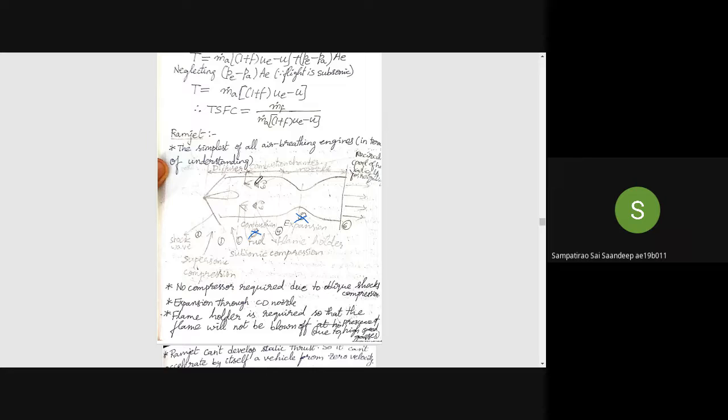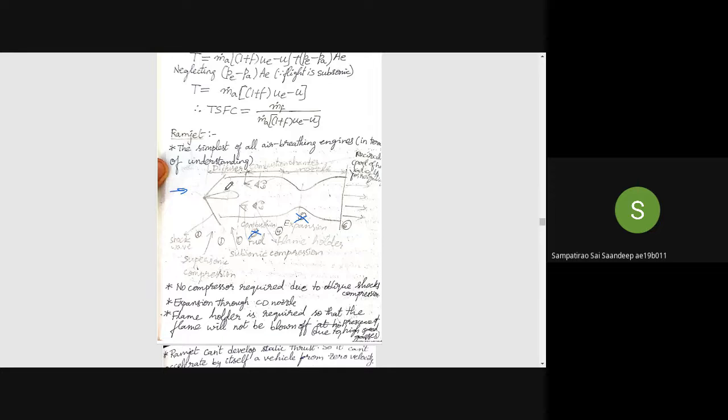It is a very simple engine. It contains a diffuser, a combustion chamber, and a nozzle. It has no compressor. No compressor is required because it is operated in supersonic flow, and once the flow enters here, there will be an oblique shock. So the flow compresses, and no compressor is required. Because no compressor is required, no turbine is required to run a compressor.